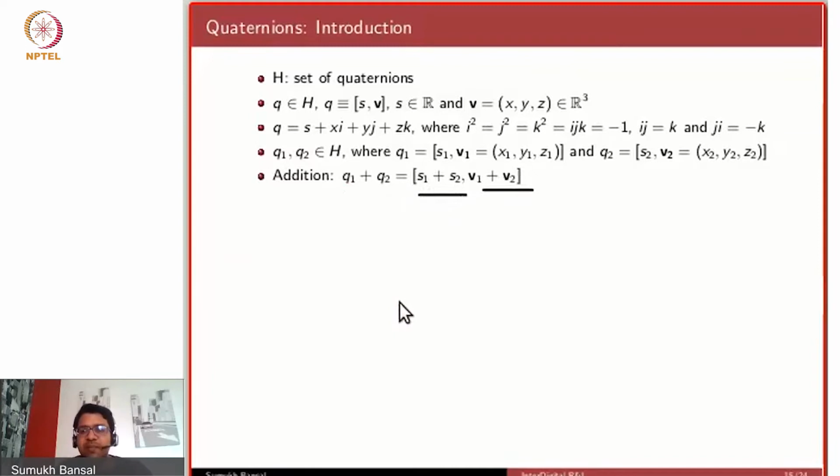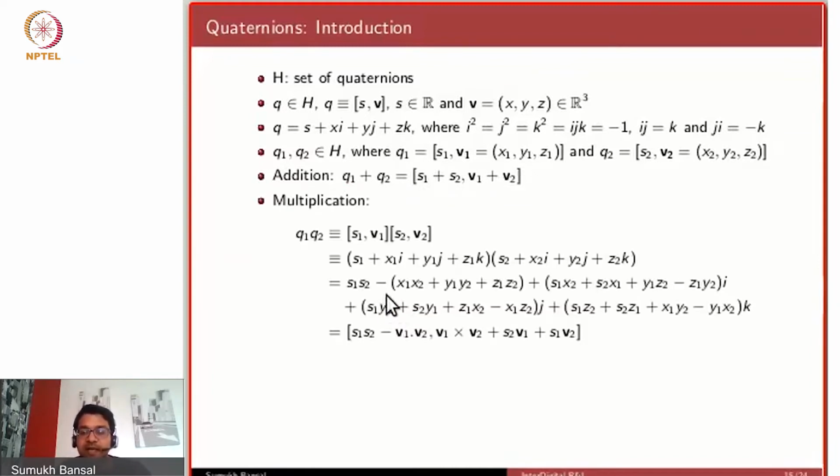Now, using the basic definitions of quaternions, we can define multiplication also. So again, you multiply (S1, V1) with (S2, V2), and this is by definition.